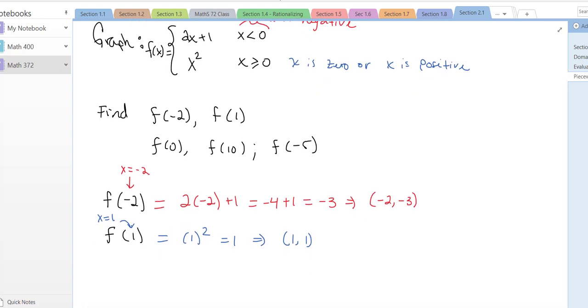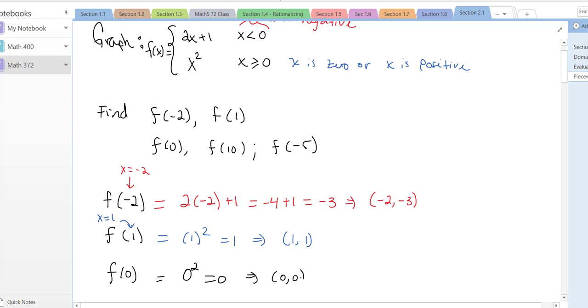F of 0 is the next one. So f of 0, here x is equal to 0. So which piece are we going to follow? That will be the bottom one, where x is allowed to be 0. Notice that the top one does not have an equal sign, so x can't be 0 there. So f of 0 is going to be 0 squared, which is 0. So the coordinate point is 0, 0.